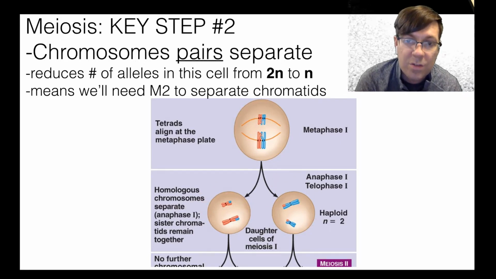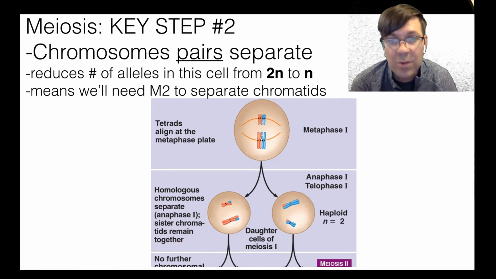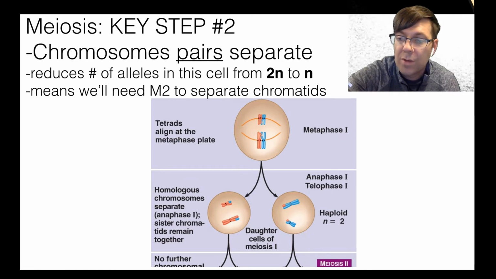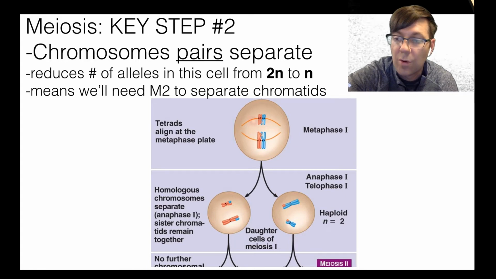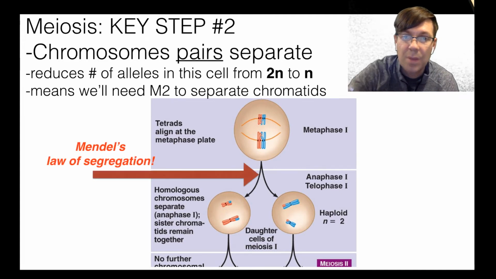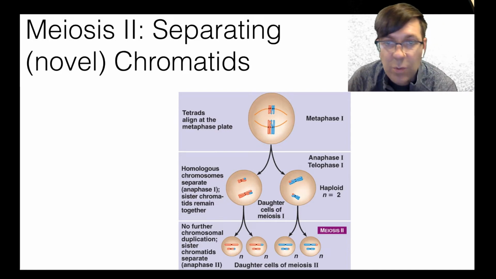So we call meiosis a reduction division because you need to end up with cells that have half the normal number of chromosomes. So we're halfway done with meiosis. We've reduced our chromosome number from 4 down to 2, but we still have duplicated chromosomes. So now we have to do meiosis 2. I'm skipping right by Mendel's law of segregation. We'll get back to that.